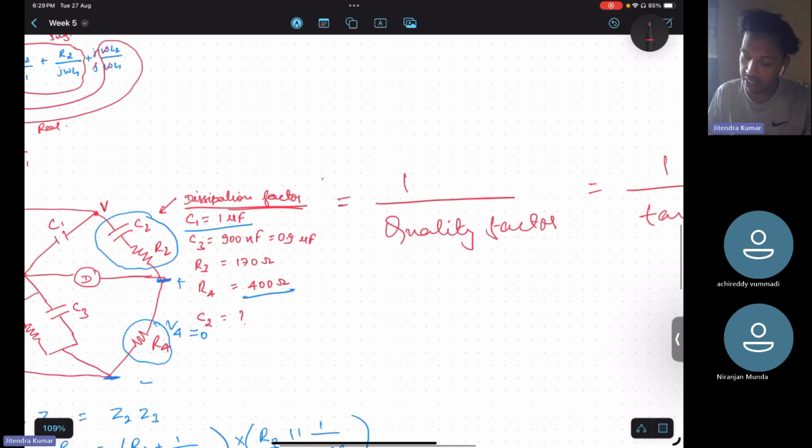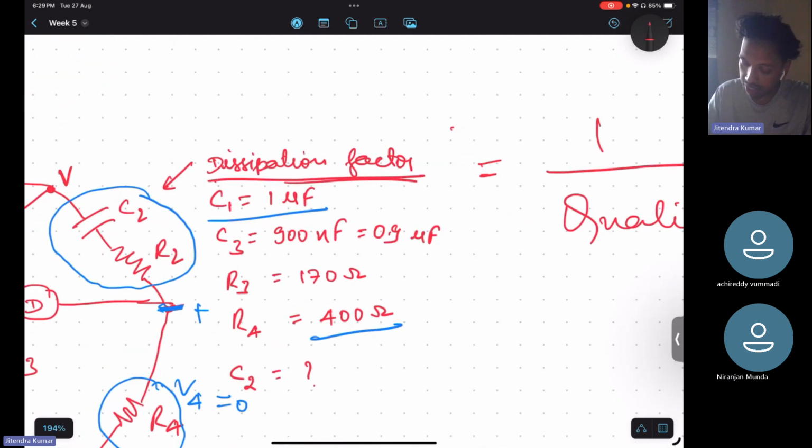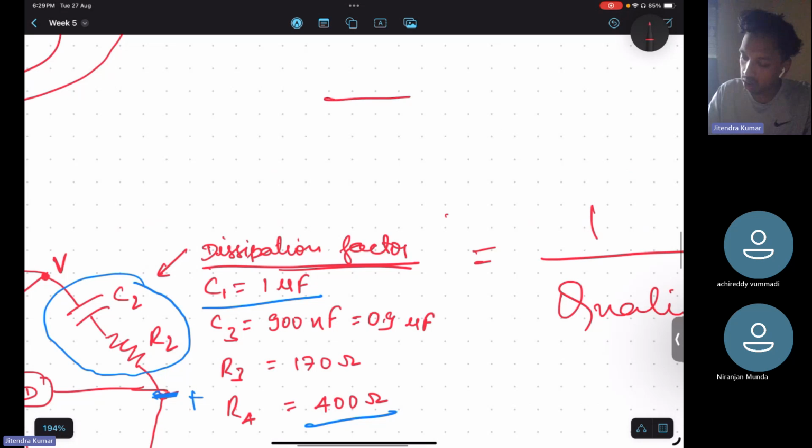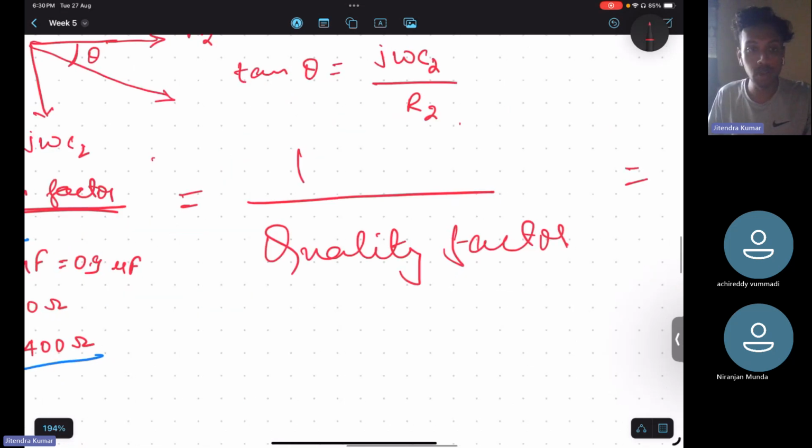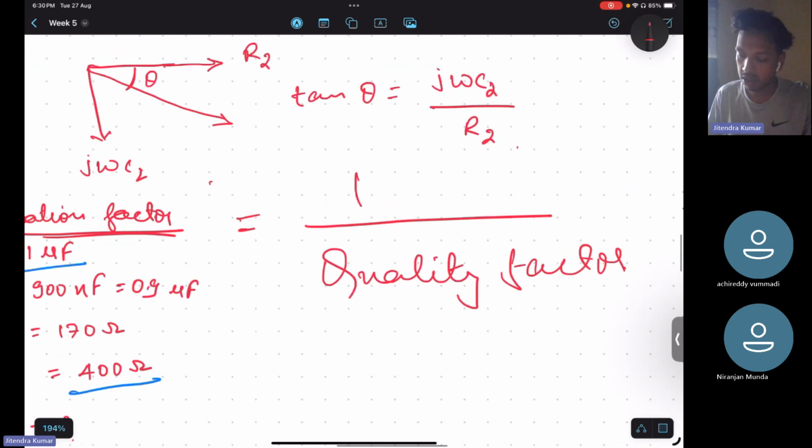Since we have to find out in this branch C2 and R2, we can draw the phasor: R2 and j omega C2, and we will have some resultant, and we can find out this will be the theta angle. And from here, we can write tan theta is equal to nothing but j omega C2 by R2, isn't it?